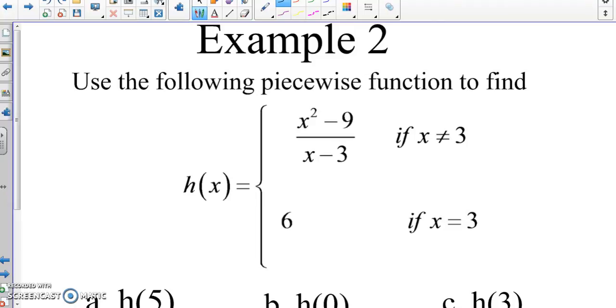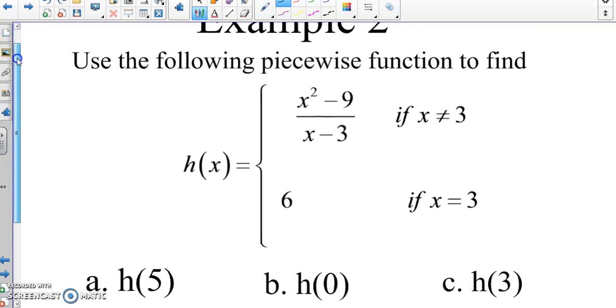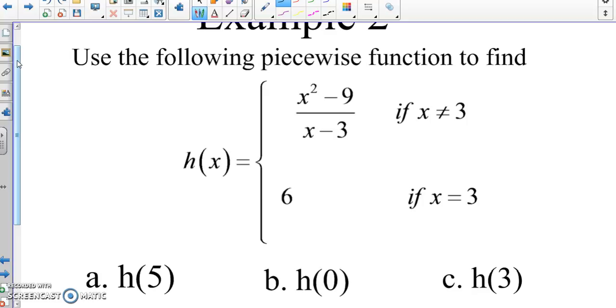Sweet one. This one is pretty sweet because it's actually really easy compared to the other one we just did. Looking at example two, we're going to use the following piecewise function to find A, B, and C. First off, we're going to write the piecewise function down. Stop the video if you need to and write the piecewise function down, and also A, B, and C. Write it down and stop, and then we'll come back to it.